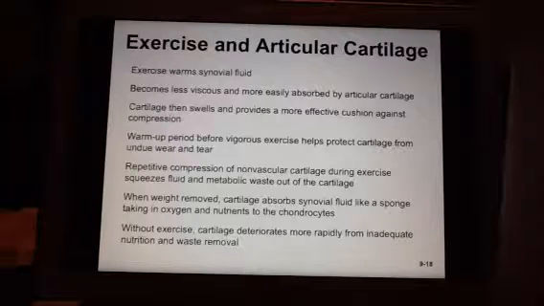And then if we have repetitive compression of the cartilage during exercise, it squeezes the fluid and waste out of the cartilage. And when the weight is removed, the cartilage absorbs the synovial fluid like a sponge, and that gives it oxygen and nutrients. Without exercise, the cartilage can deteriorate more rapidly based upon inadequate nutrition and waste removal.